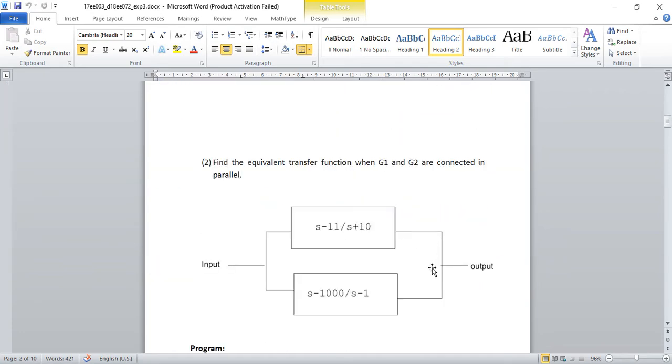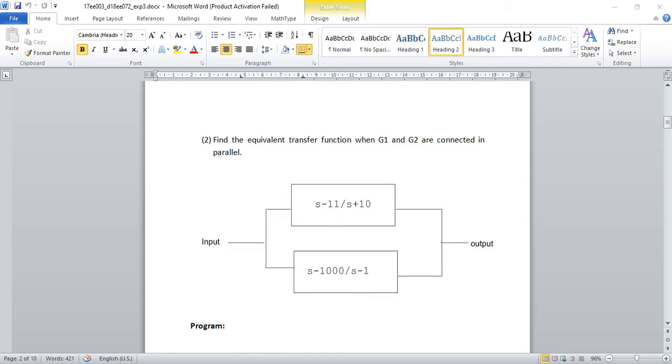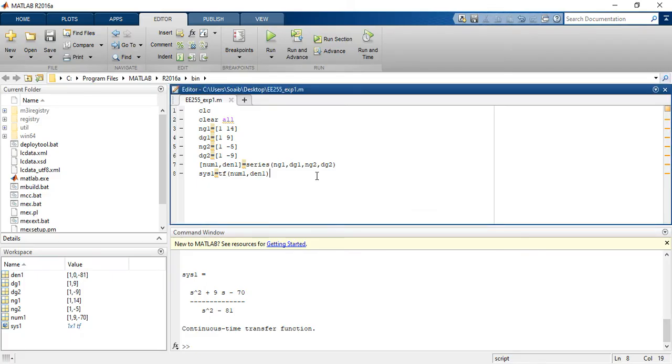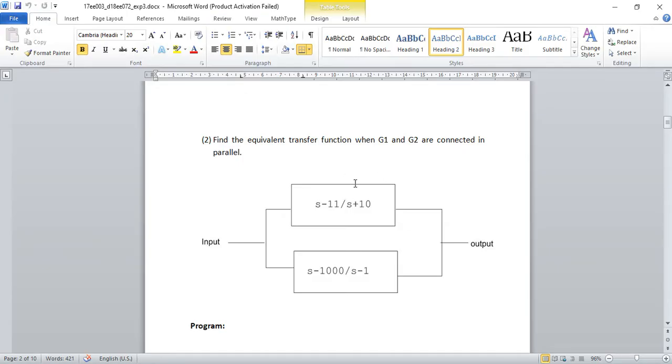So there will be some summing point over here. For that, again we have to write the program, but I will be continuing over here. This is the G1 block, this is your G2 block. Over here I am making some changes. Instead of G1 and G2, I am taking G3 and G4. G3 block and G4 block are connected in parallel.